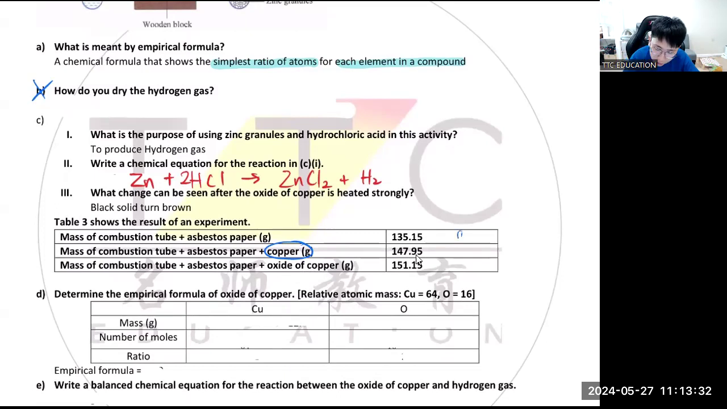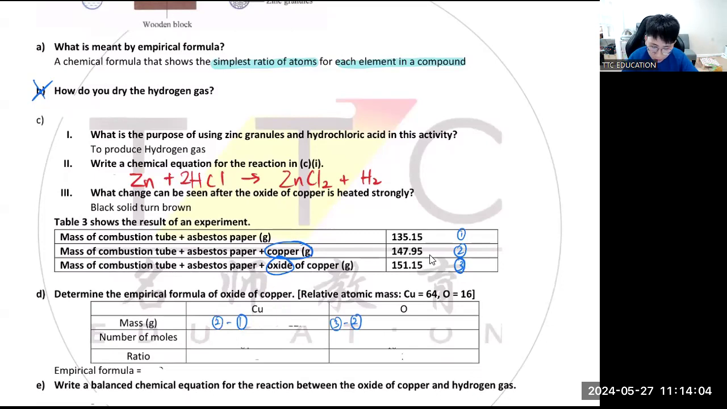So I label 1, 2, 3. To find the mass of copper, I take 2 minus 1. But if I want the mass of oxygen, which is just the oxide, I need to cut off the mass of the combustion tube, minus off the mass of the asbestos paper, together with the mass of copper. So I will take 3 minus 2. So I take 2 minus 1 to get the copper mass, 3 minus 2 to get the oxygen mass.